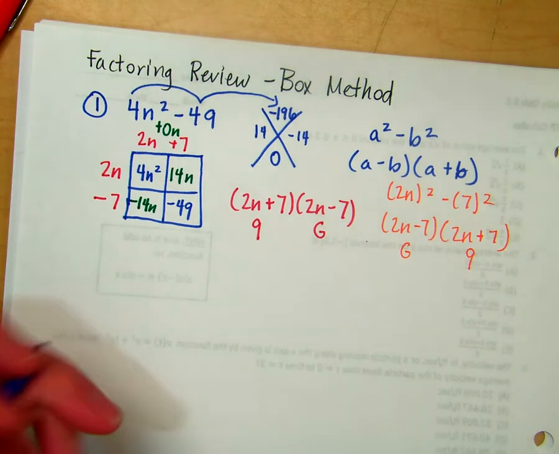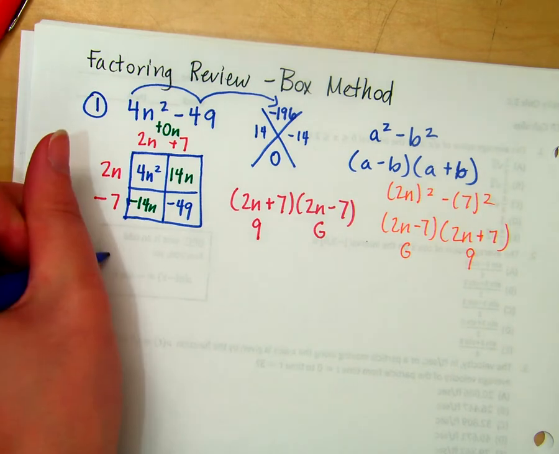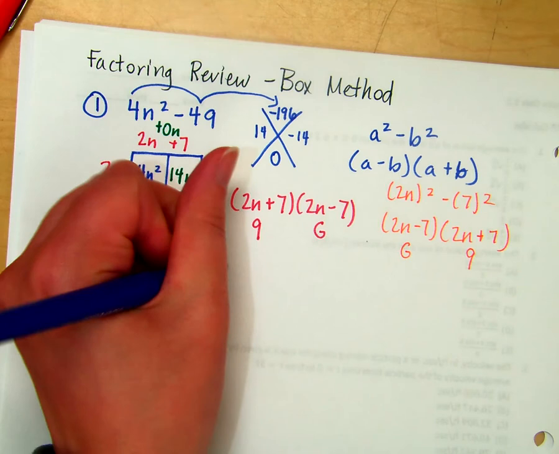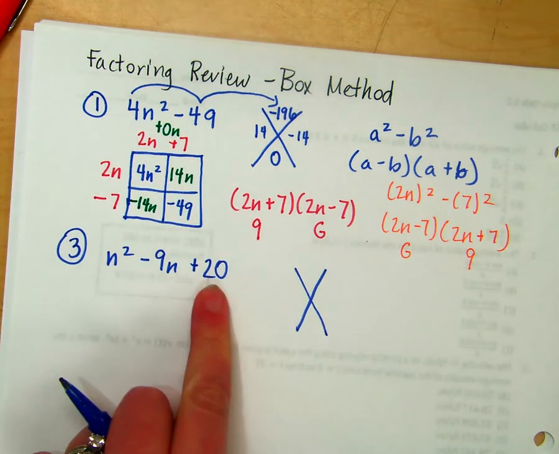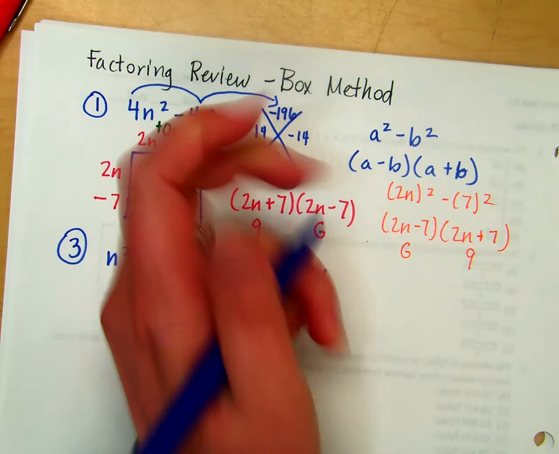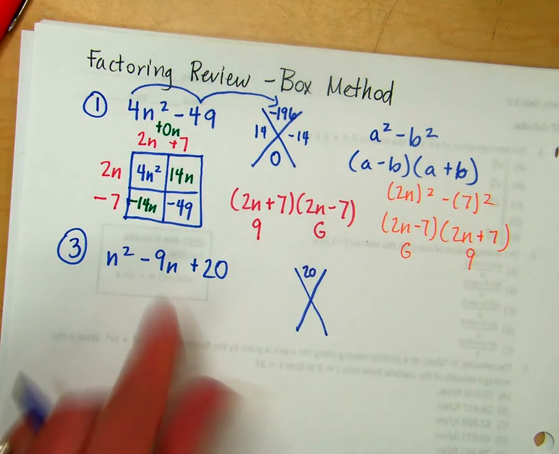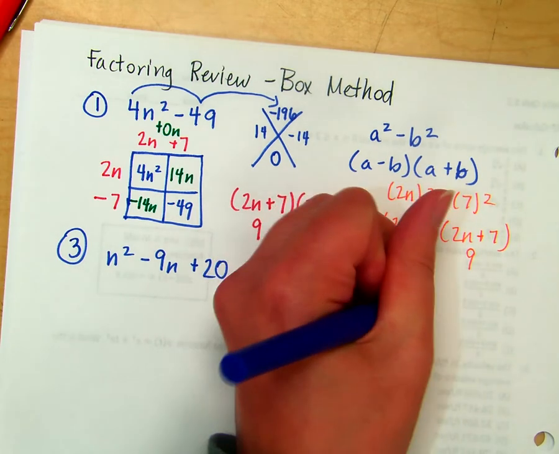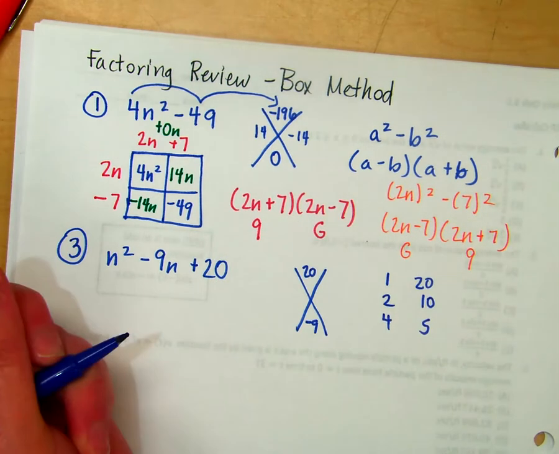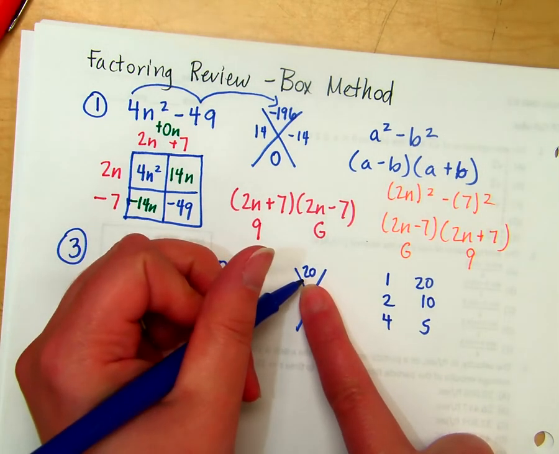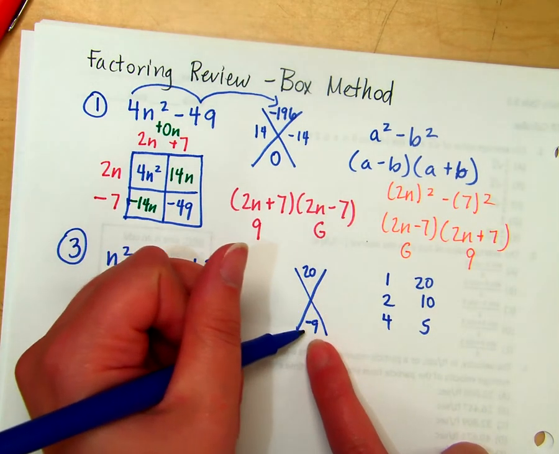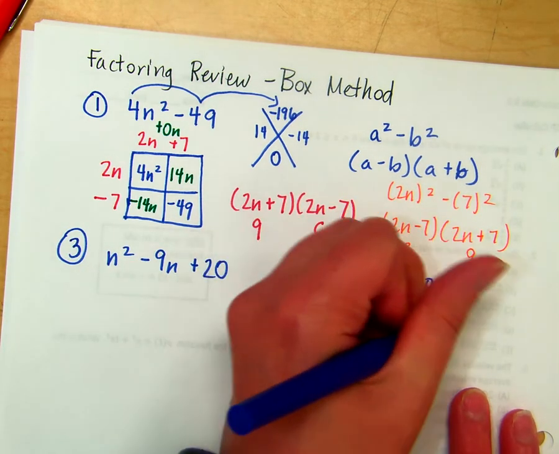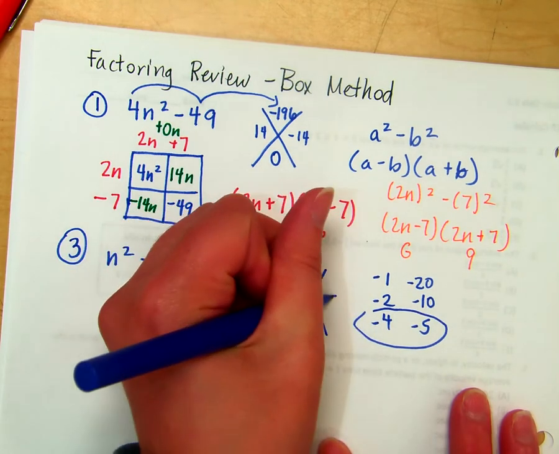Alright, so the next one I'm going to work with you all is 3. So with my x, I'm going to multiply 1 times 20 is 20, and negative 9 is my middle term. So things that multiply to give me 20 are 1 and 20, 2 and 10, and 4 and 5. If I'm multiplying to get a positive, my signs need to be the same. And I'm adding to get a negative, they need to both be negative, so I make everything negative, and it looks like my 2 numbers are negative 4 and negative 5.